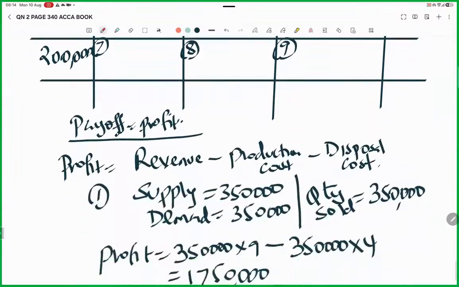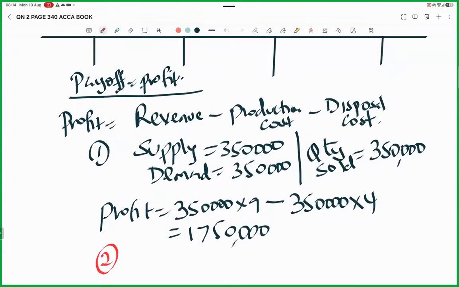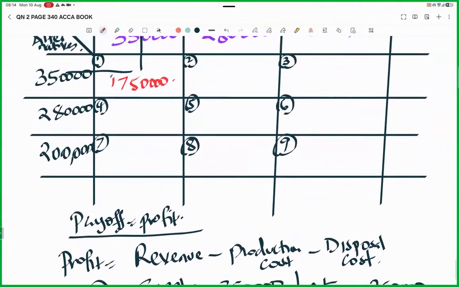Now go to the second one and try doing it yourself. Second one, using the same argument.